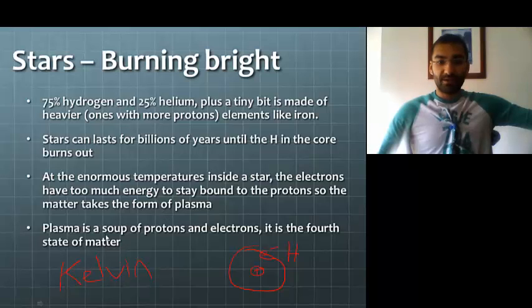So it turns into a soup of protons and electrons, and this is actually what we call plasma. Okay, plasma is the fourth state of matter after solids, liquids and gases. We're used to solids, liquids and gases on Earth. Inside the Sun, they also have the fourth state of matter, which is called plasma.